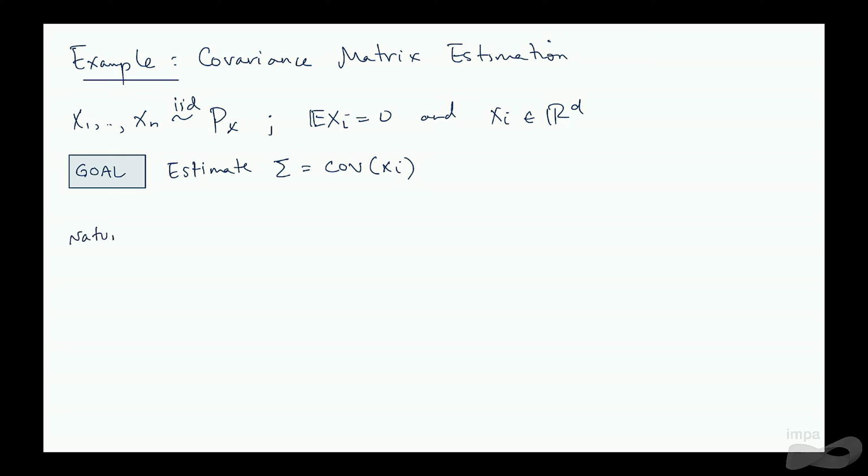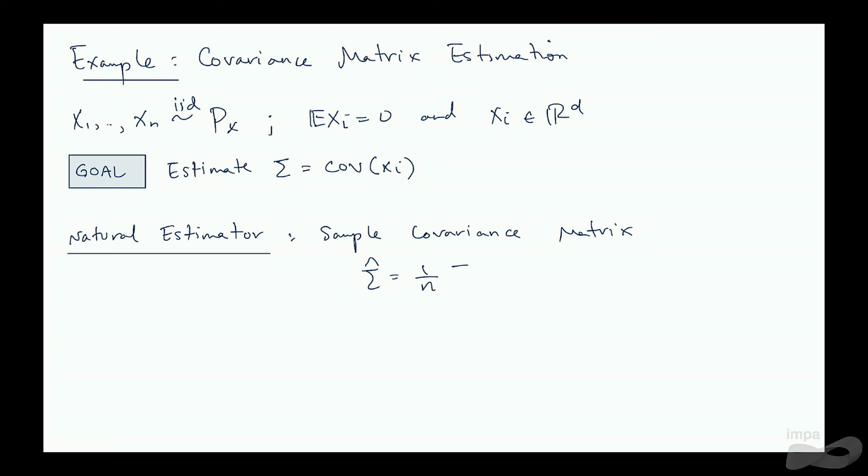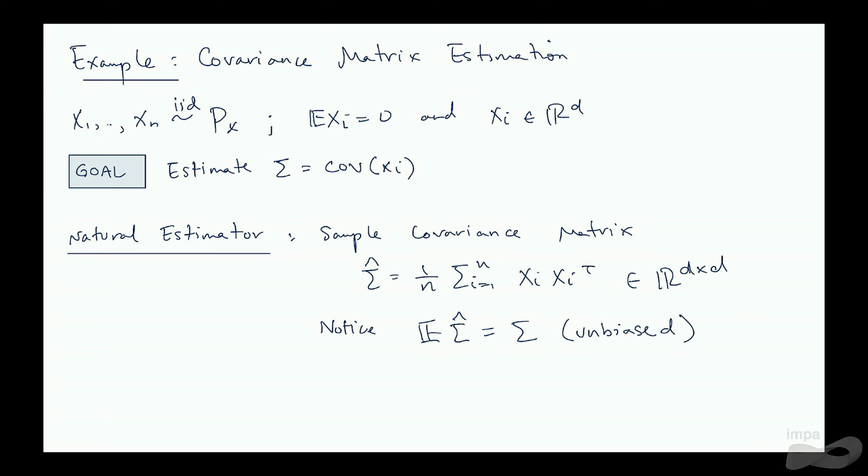A natural way to do this is to just use the sample covariance. So a natural estimator in this case is the sample covariance matrix, sigma hat equals 1 over n times the sum of xi xi transpose, which is a d by d matrix. The first thing we should notice is that this is unbiased: the expectation of sigma hat equals sigma. So we want to think about classic asymptotics for analysis of the performance of this estimator versus what we would get from high dimensional asymptotics.